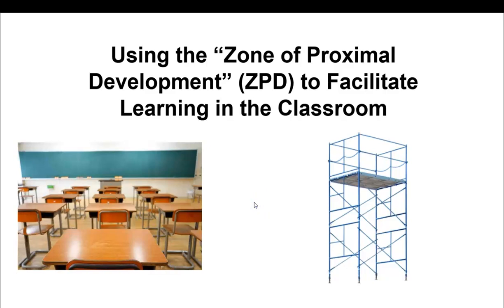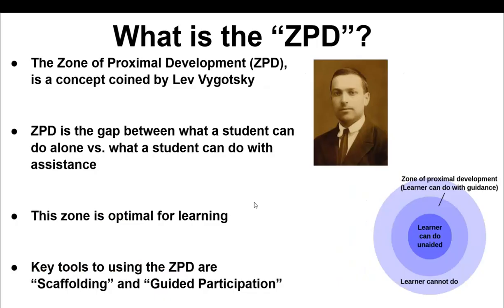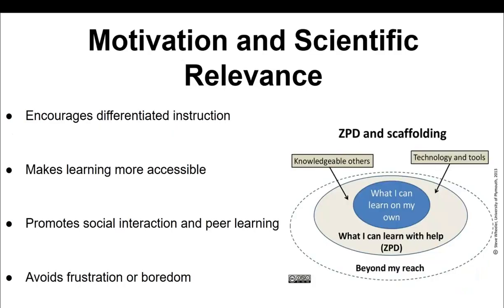Hi everyone, today we're talking about using the zone of proximal development, the ZPD, to facilitate learning in the classroom. So as coined by Vygotsky, the ZPD is the gap between what a student can do independently versus what they can achieve with guidance from a teacher. This zone is optimal for learning, and we are going to be using tools like scaffolding and guided participation, which is basically how we as teachers set up the activity so the students can succeed with assistance.